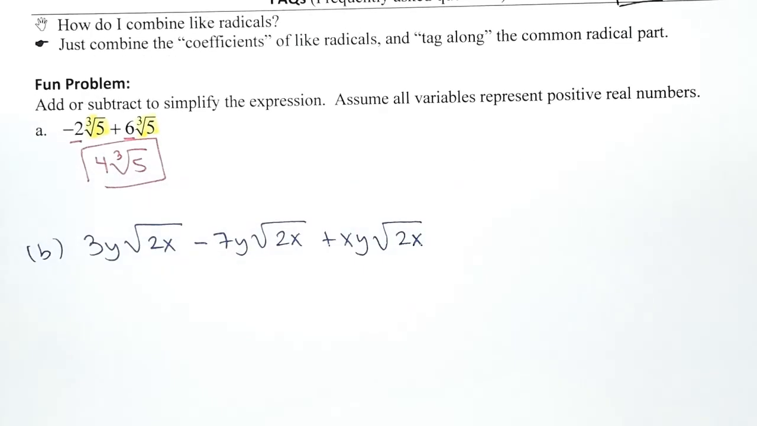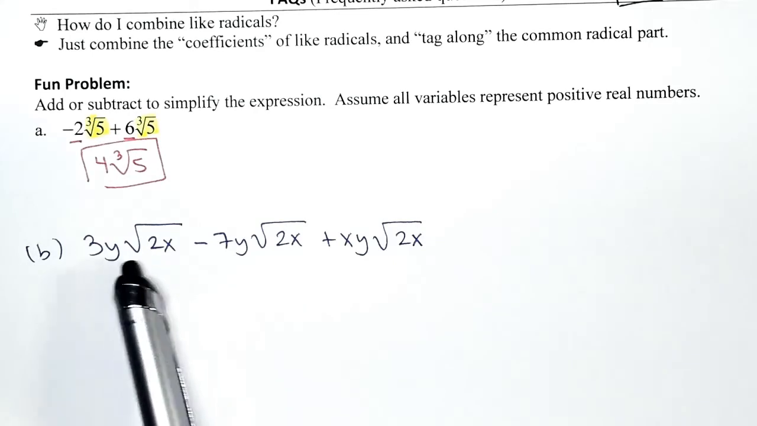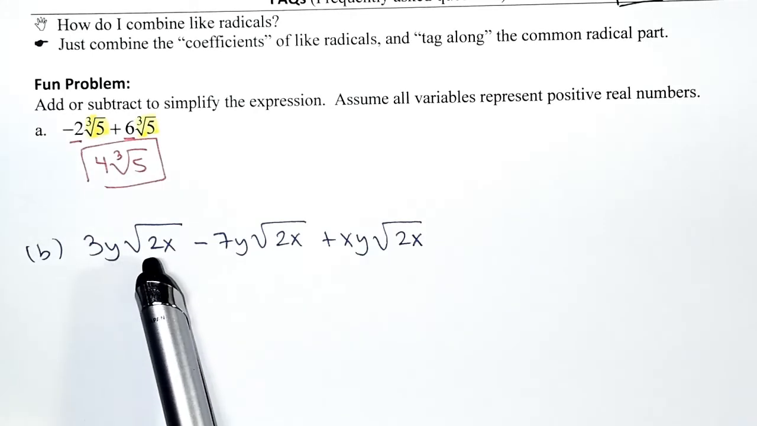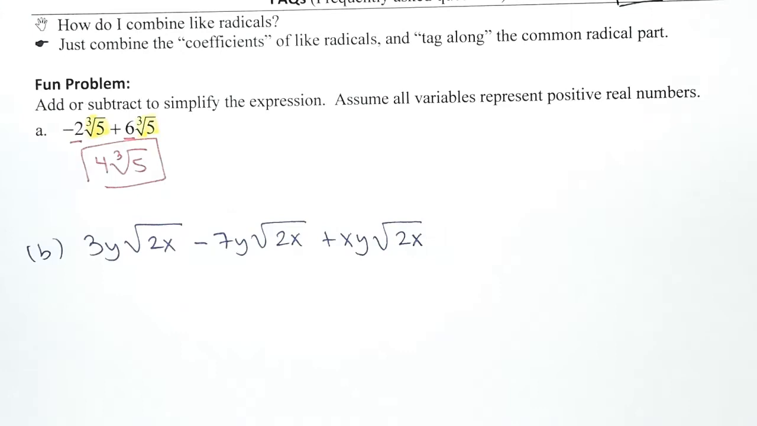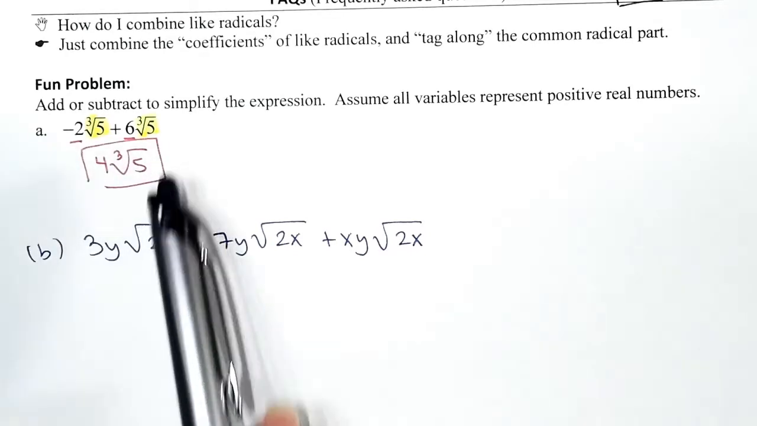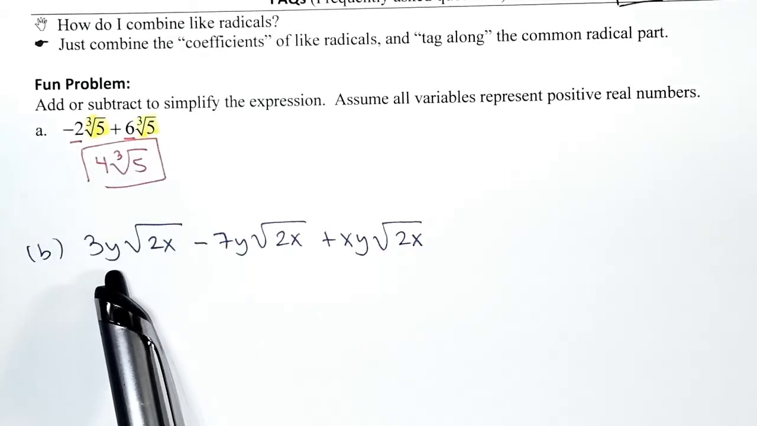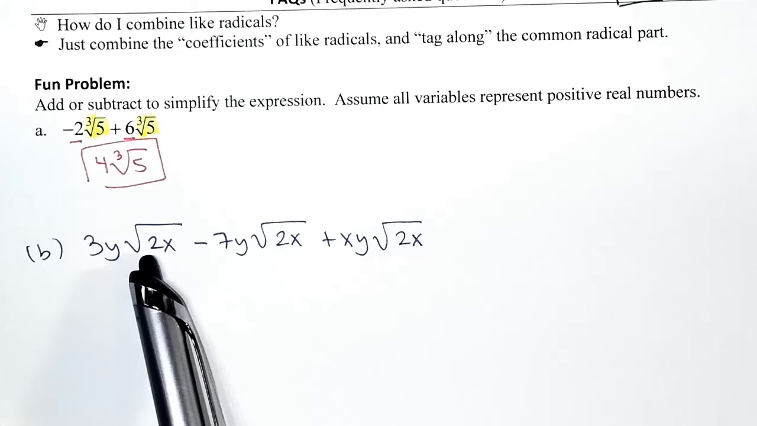Fantastic. So what are the directions? The directions are add or subtract to simplify the expression. If you have addition, add; subtraction, subtract. I want to point out the following. Yes, we do have radicals, but we also have variables outside the radical. So when we combine like radicals, not only are we gonna check to see if they have the same radical part, we gotta check to see if they have the entire variable slash radical part.